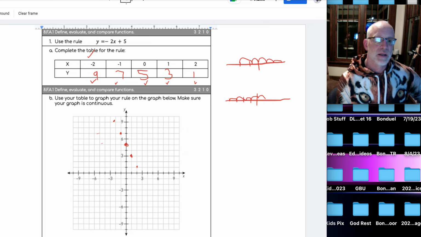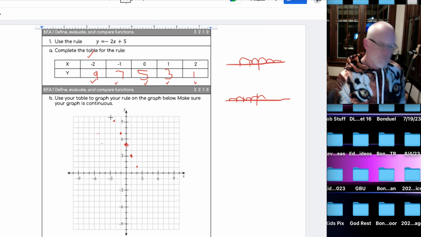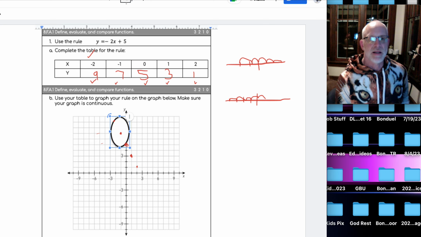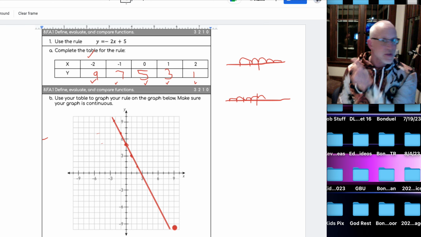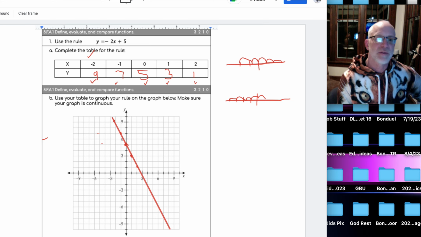All right, what I can do here is I can go ahead and drop a line in. That's not a line. Let's try this. There we go. So let's see. Can I drop a line? Yep, right there. That's what our line looks like. Okay. So we tabled it, and then we graphed it.